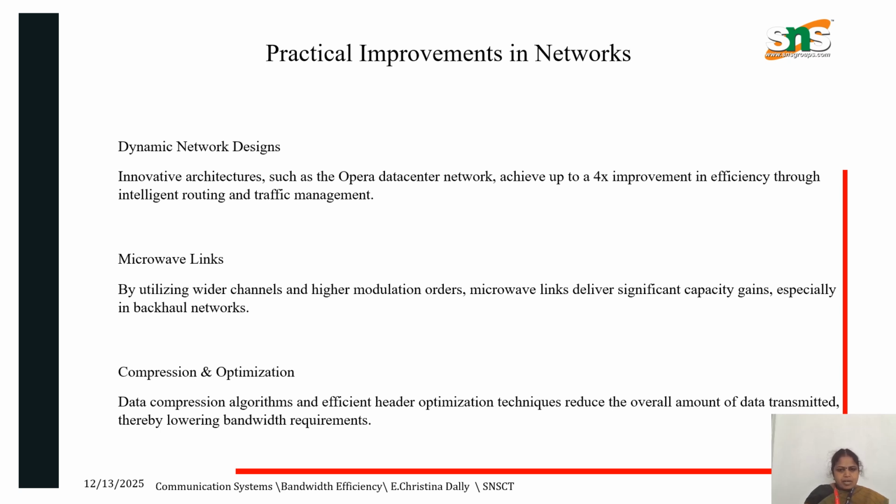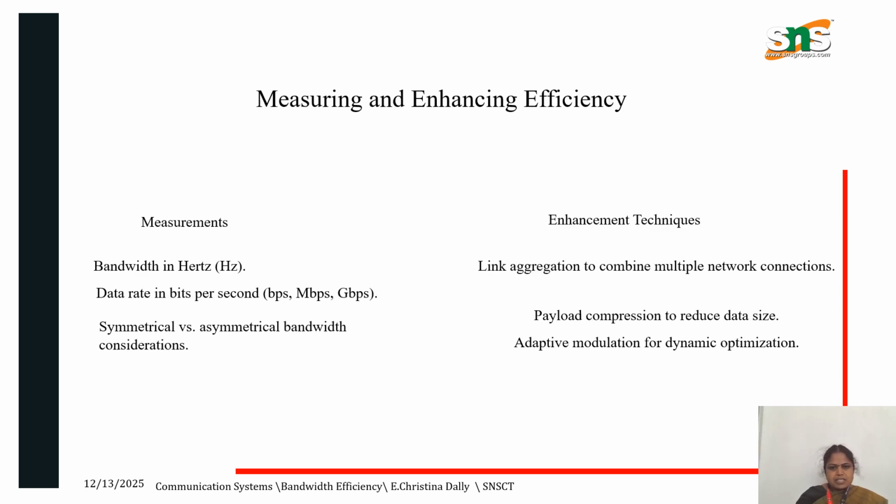The practical improvements in the networks, the first one is dynamic network issues. It is mainly used for intelligent routing and traffic management. The next one is microwave links. We already know that microwave links have wider channels and higher modulation orders, which deliver capacity gains. The next one is compression and optimization. It will reduce the overall data amount and lower the bandwidth requirements. These are the improvements we are using.